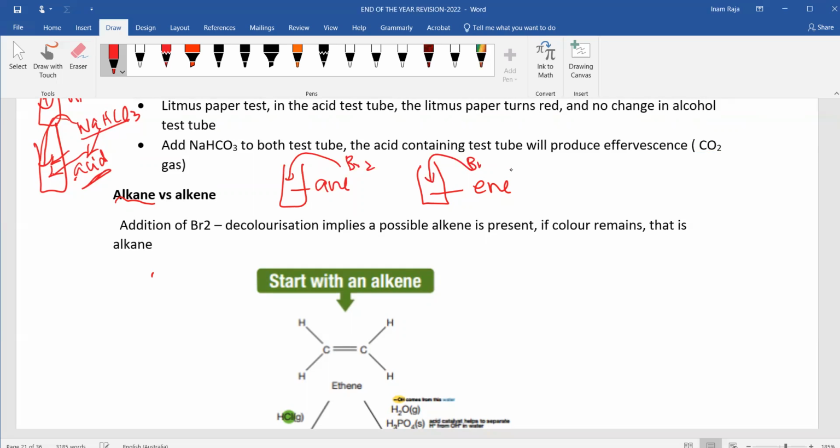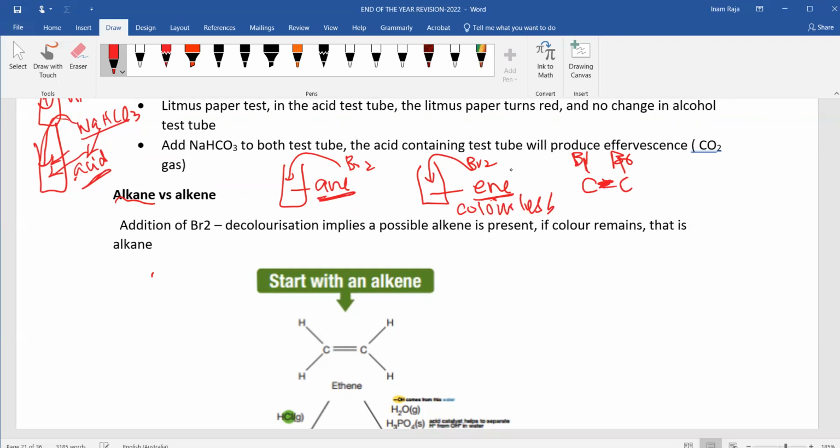Now bromine, Br2, has a brown color. It reacts with alkene. Why? Because alkene has a double bond, and bromine goes and adds on top of it, it becomes a single bond, so it becomes colorless. So if it is alkene, the brown color of the bromine will disappear.